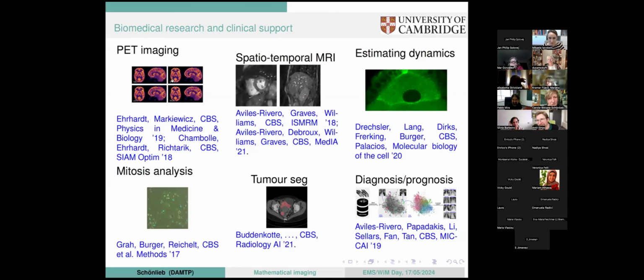So the first two examples are examples of problems where you are measuring some data with some imaging machine.